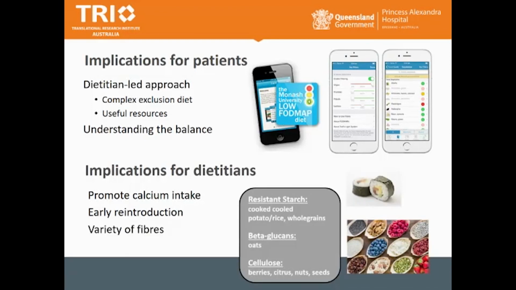Something else that's really important to note, I think, is that we're removing this group of fermentable carbohydrates, but actually we can still include a whole lot of fibres in the diet in the background while people are following the low FODMAP diet. Things like resistant starch, beta-glucans and cellulose are all present in these low FODMAP foods. So it's really important that we're able to provide these substrates for the microorganisms in our gut whilst reducing the FODMAPs in the diet and managing symptoms.